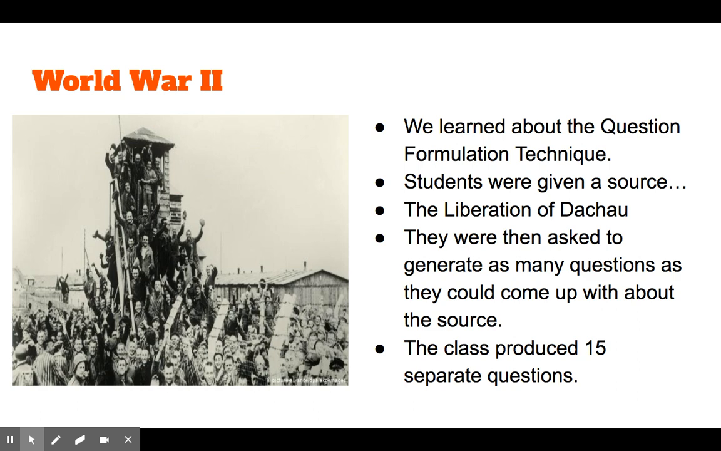We learned about the question formulation technique during the course of the week. Students were given a source. It was a reflection from a soldier who was part of the liberation of Dachau, a German concentration camp at the end of World War II. They were then asked to generate as many questions as they could come up with about the source. In total, the class produced 15 separate questions.